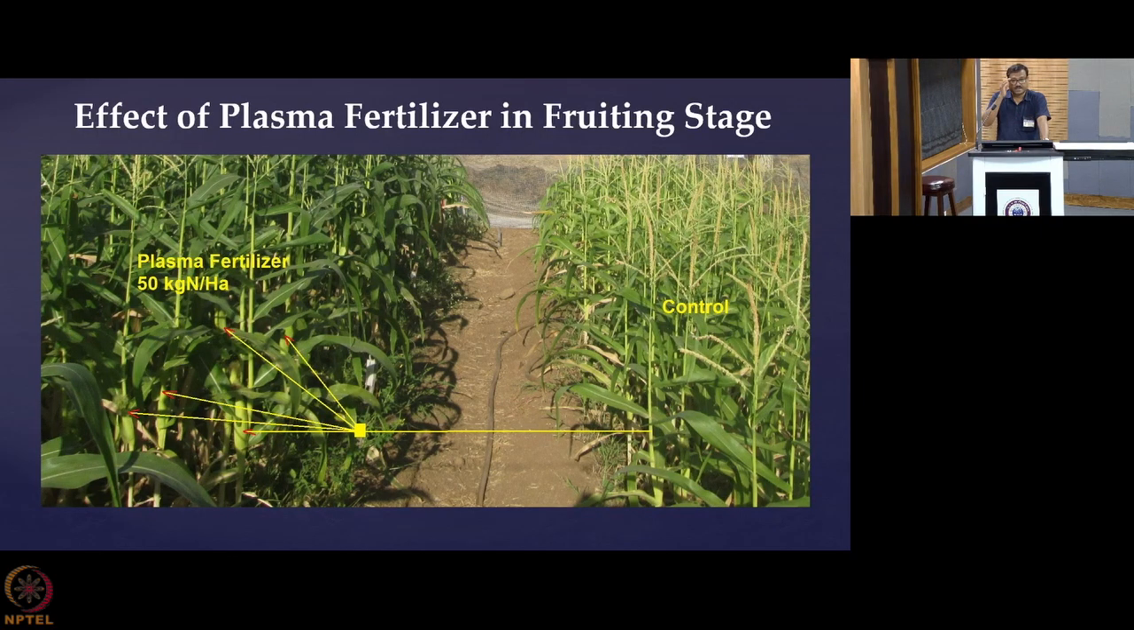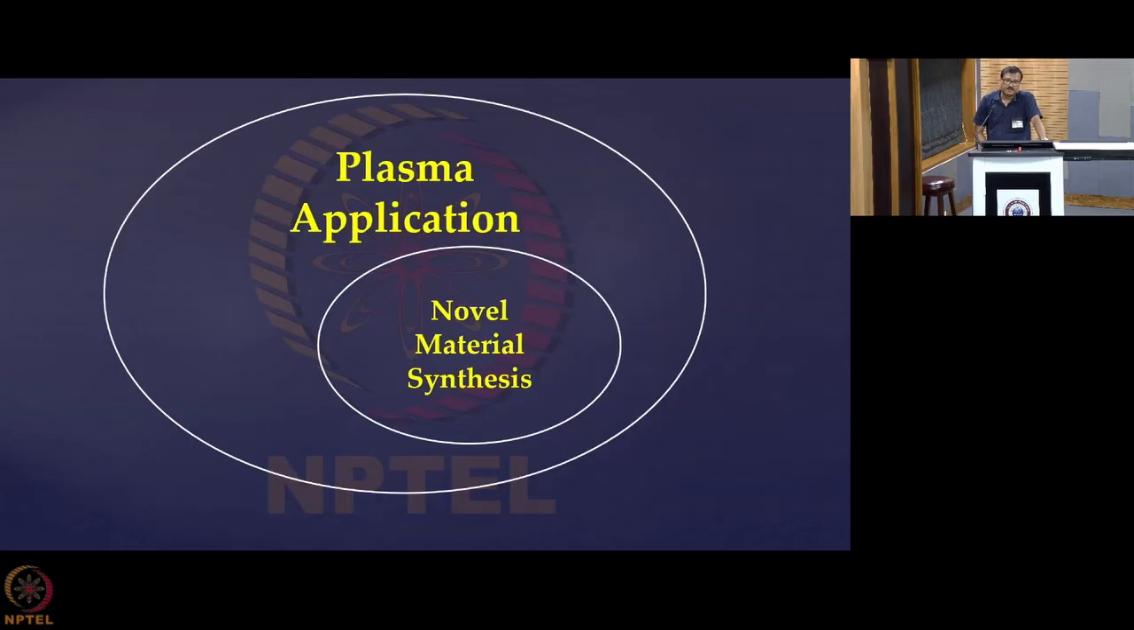So what is shown here is the application. This is a control where no fertilizer is given, and this is one where this plasma fertilizer has been given. You can see this is a corn crop. You can see the corn that has been grown over here, but here nothing is there. So the effectiveness is clearly visible.